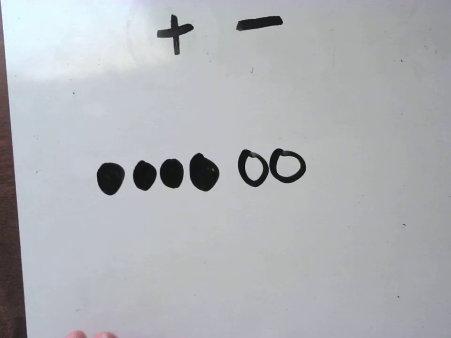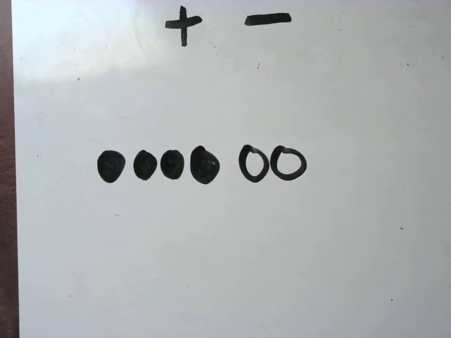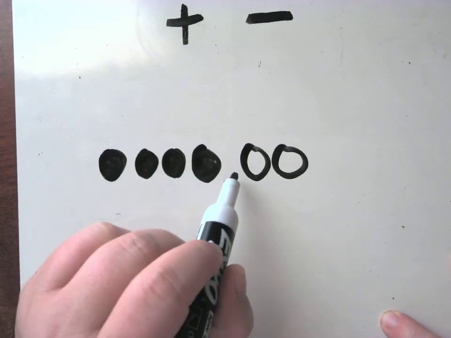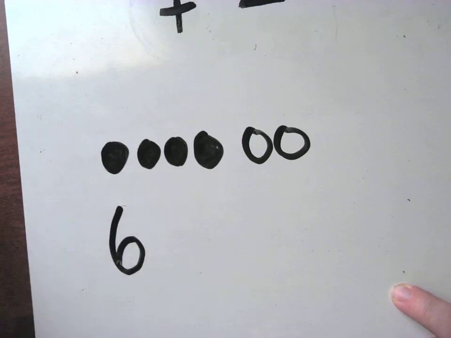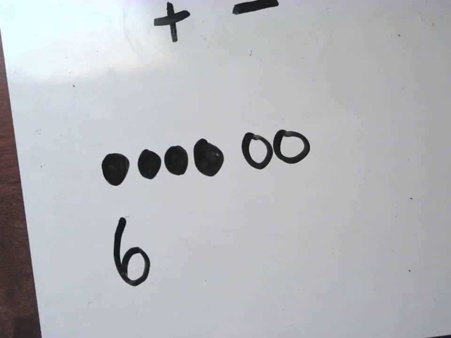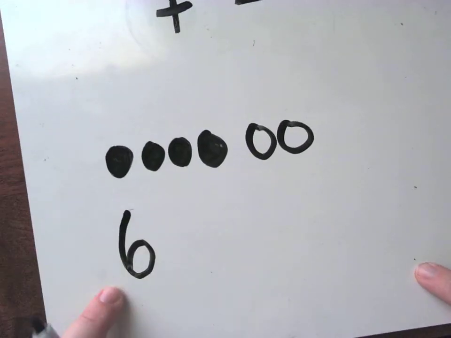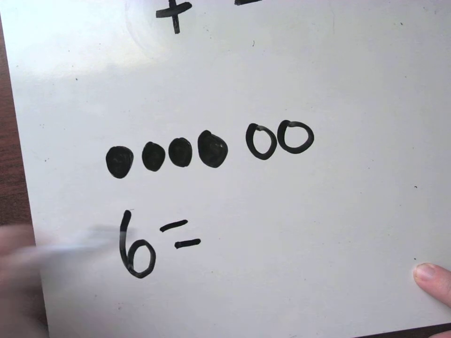Here's our next one. All right, so what's our first step? You're right. Count them all up and find the total. Let's do it. 1, 2, 3, 4, 5, 6. So 6 is our total. There is 6 all together. Remember, total means all together. That's how many there are all together. Okay? 6. Okay, so now we need our equal sign.